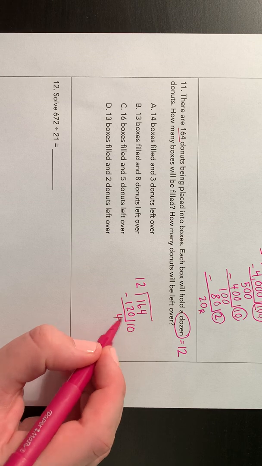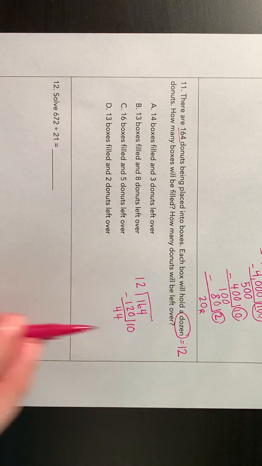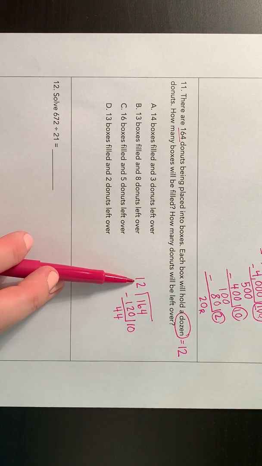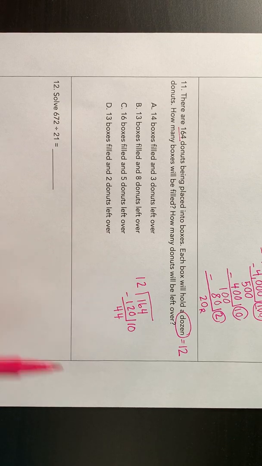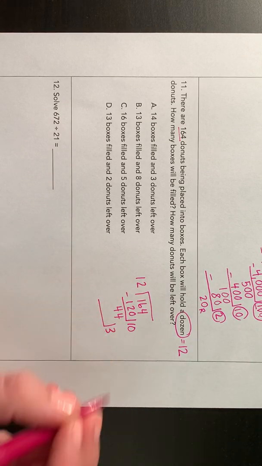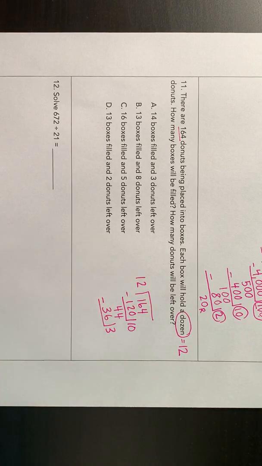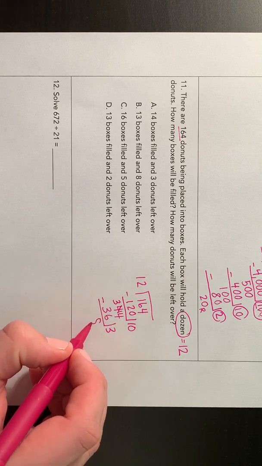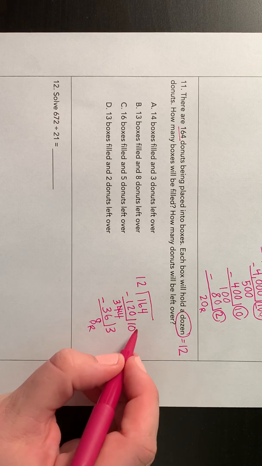4 minus 0 is 4, 6 minus 2 is 4, and 1 minus 1 is 0, so I have 44 left. I know off the top of my head that 12 times 4 is 48, so it won't fit in 4 times, but I will try 3 times. 12 times 3 is 36. I subtract, and I get 8. 12 cannot fit into 8, so I know this is my remainder.